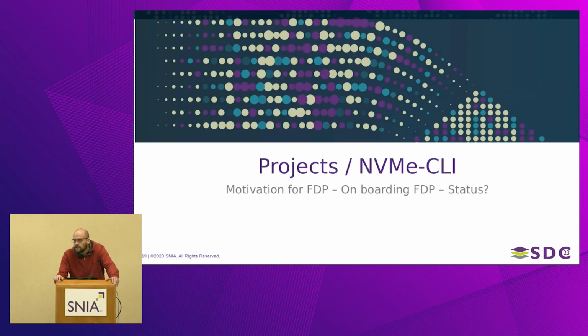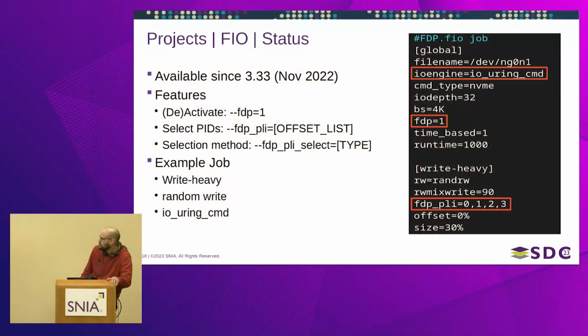I'm sorry? What is placement type? PLI type? The PLI type, where are you? The PLI type, sorry, yes. So the question is, what is the type in FTP PLI select? Yes? The type is either random or round robin.